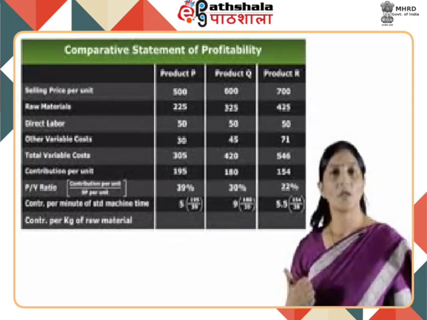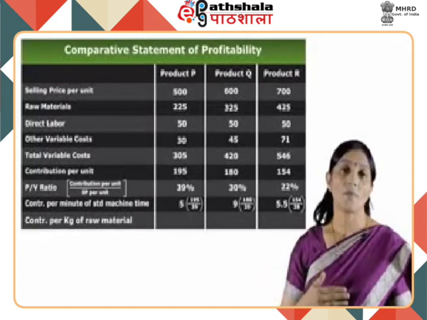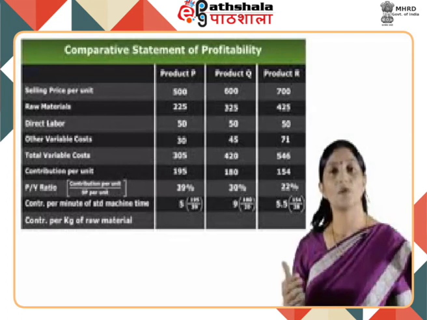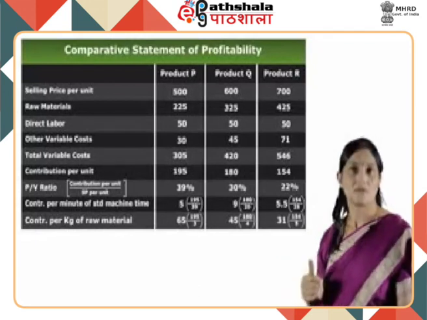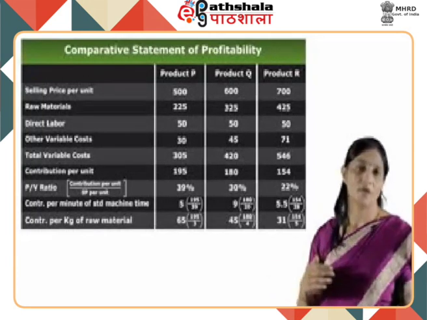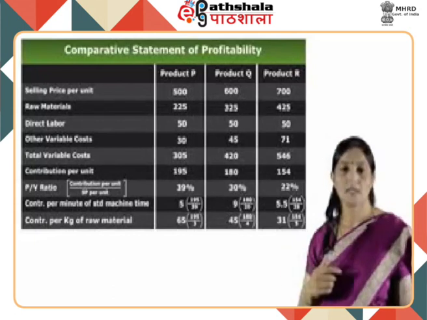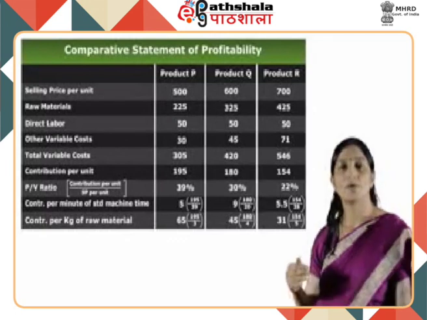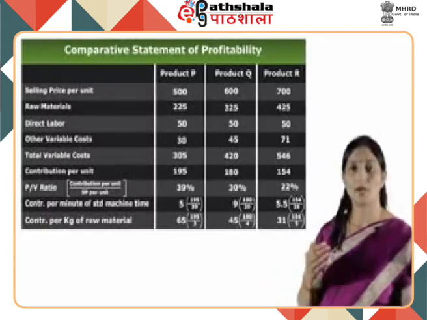Similarly, the contribution per kg of raw material can be computed by dividing contribution per unit of output by the number of units of raw material required to produce 1 unit for all the three products P, Q and R. It comes out to be 65, 45 and 31 for the three products P, Q and R respectively. With this, we are finally now in a situation to take our decision. If the machine time is considered as the limiting factor, the contribution per unit of standard machine time is to be considered to take the decision regarding the priorities of the product.